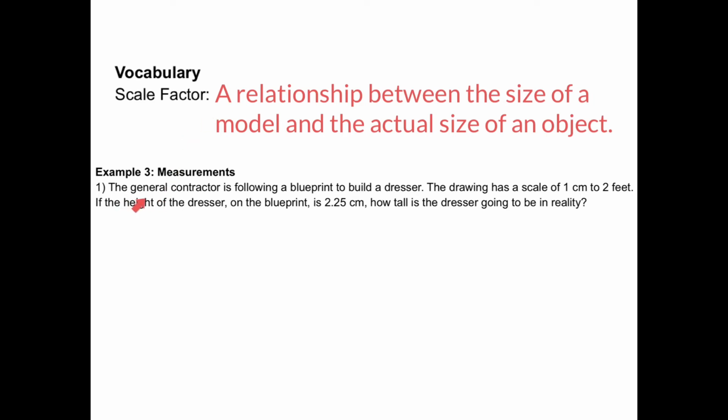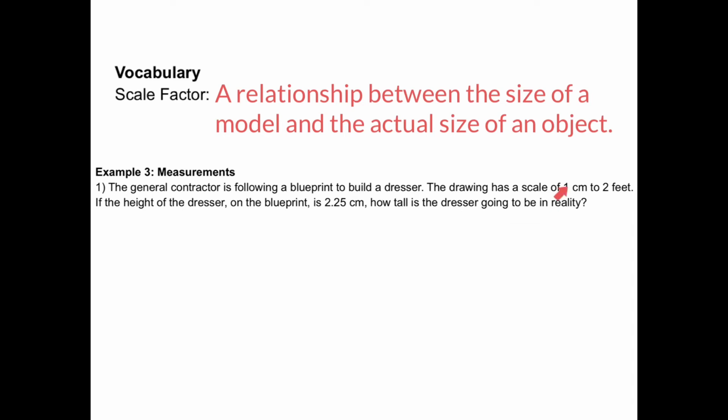And then this first example, it says the general contractor is following a blueprint to build a dresser. The drawing has a scale of 1 centimeter to 2 feet. That's going to be our ratio. That's going to be our fraction. Then it says if the height of the dresser on the blueprint is 2.25 centimeters, how tall is the dresser going to be in reality?